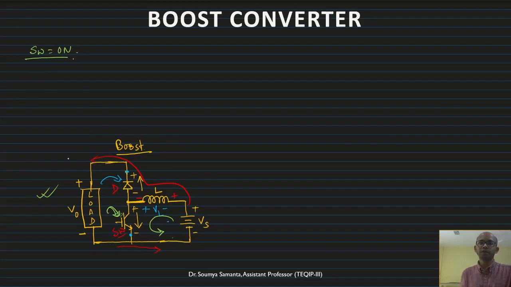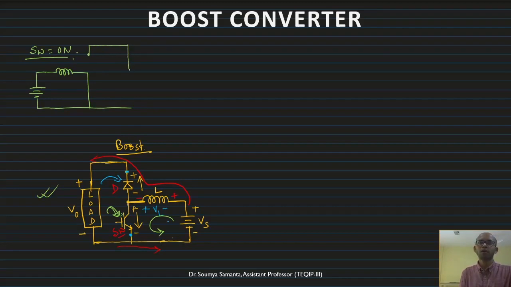The circuit will be, I am just doing it the reverse way, taking Vs on this side, the input side, which is convenient for us, then the inductor, then there is a short here. The diode is connected here, and I am turning off this part.